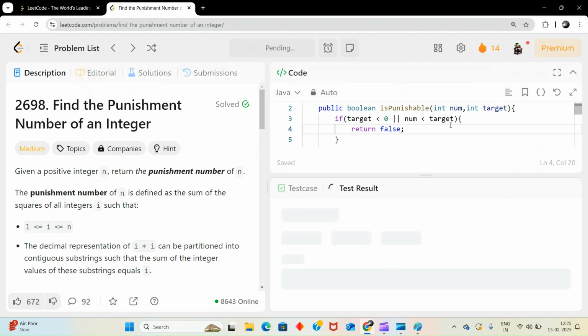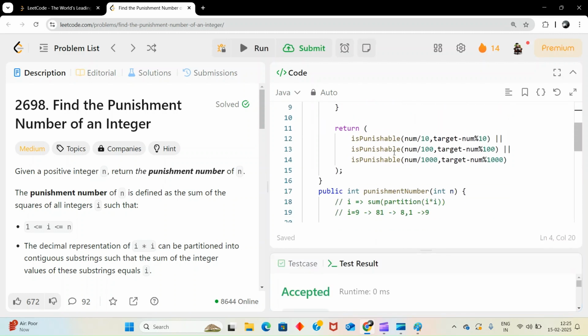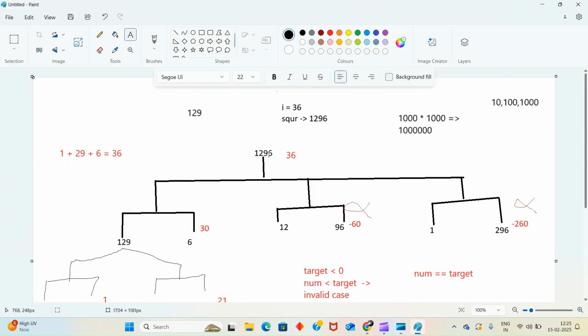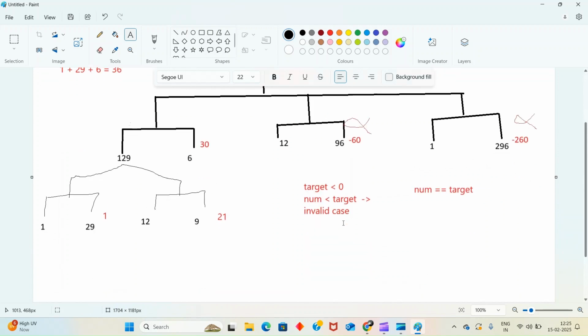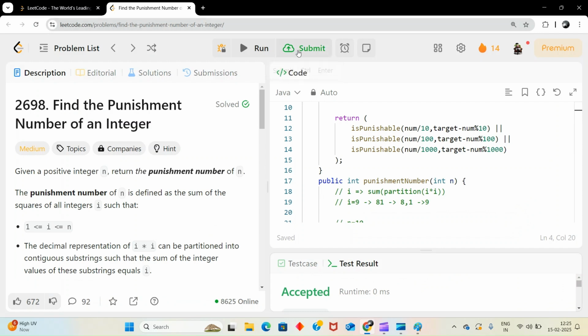Let's run this. You can say accepted. So here we made use of this recursion concept. In a simple example, 1296, we'll get this zero, this zero, this zero, and at the end we are going to get this 1000 only. So we cannot have more than this, it is our maximum square. That is why we are going to use only this, and again these are the invalid cases. Okay, let's submit this solution.